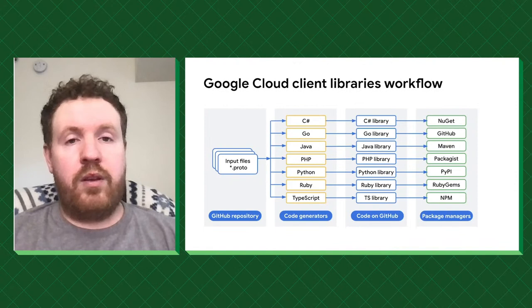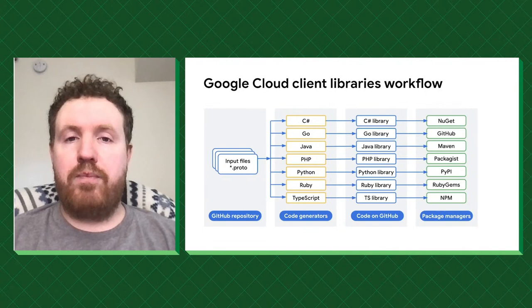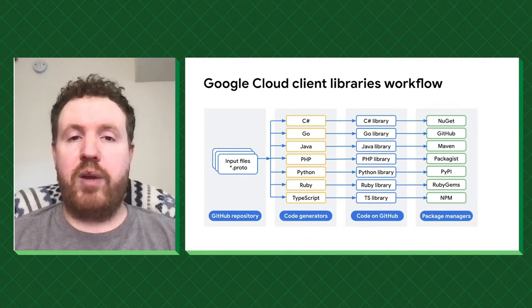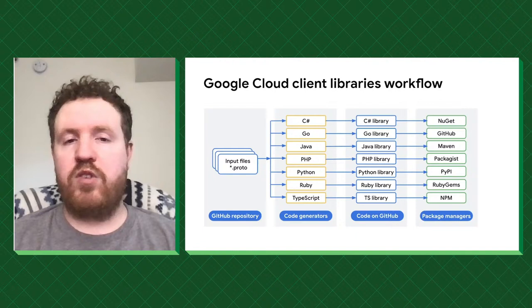Let me start with a short description of our workflow. We develop code generators that produce hundreds of client libraries for various Google Cloud APIs in 7 programming languages. The source code of all the libraries is stored on GitHub, and from there we publish them to the corresponding package managers, such as npm for TypeScript, PyPI for Python, and so on.